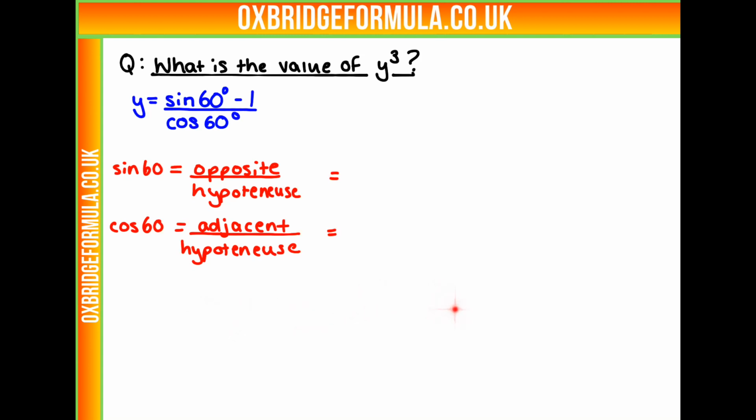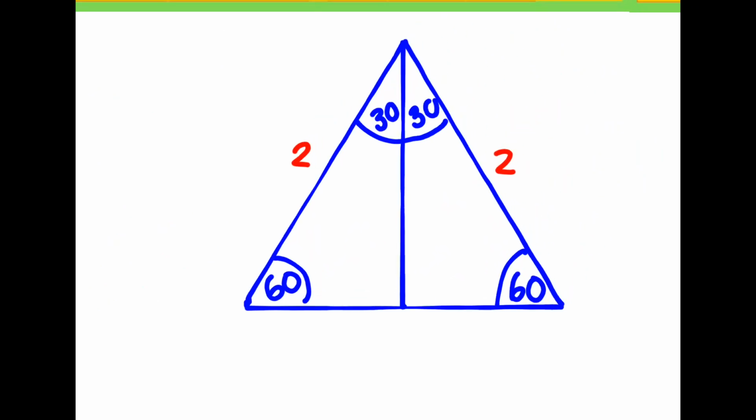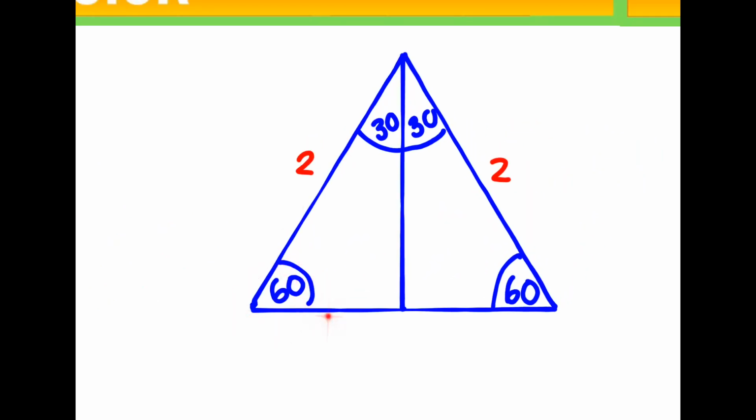Well, we can use the handy trig triangle. I've drawn it up here. It looks like an equilateral triangle, so every angle is 60 degrees and all the side lengths are length 2. We can split this in two, so we have an angle of 30 degrees up here and side lengths 1 at the bottom for each of these.